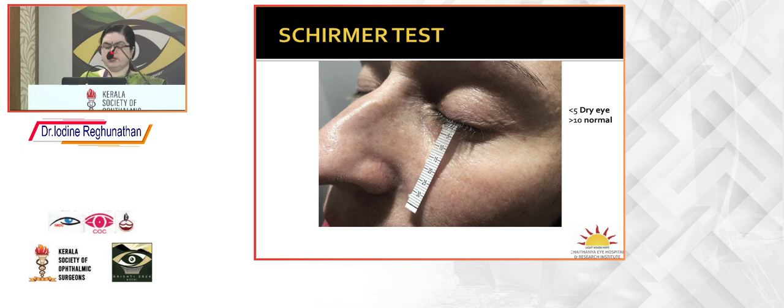The Schirmer test is an age-old test. It can be done with and without anesthesia. Without anesthesia is the standardized one, and the wetting of the filter paper strip is measured. Less than 5 is considered dry eye, more than 10 is considered normal. It has a problem with repeatability of the testing. However, when done with the eyes closed, it is said to be well standardized and repeatable.